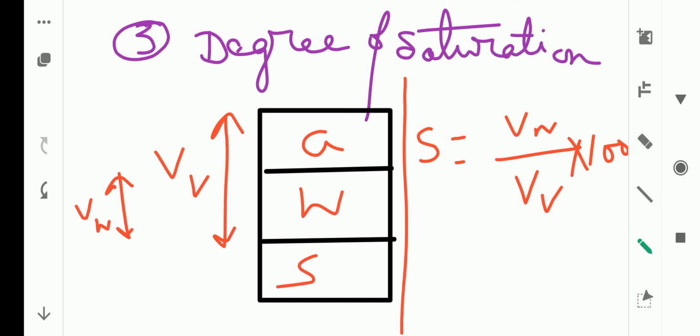Now it is very much possible that not even a single void is filled with water, that is, the soil is totally dry. Hence volume of water will be equal to 0, and we can say S is equal to 0. Also it is quite possible that every single void is filled with water and the soil is fully saturated. Then volume of voids will be equal to volume of water, and in that case S is equal to 1 or 100%. So we know that S varies from 0 to 100%, or 0 to 1, right?